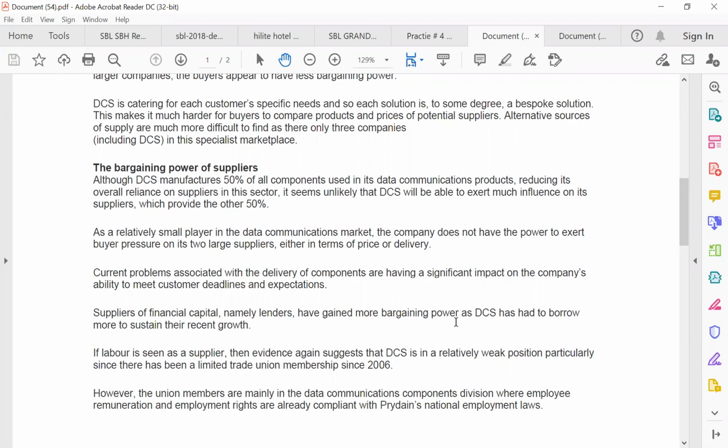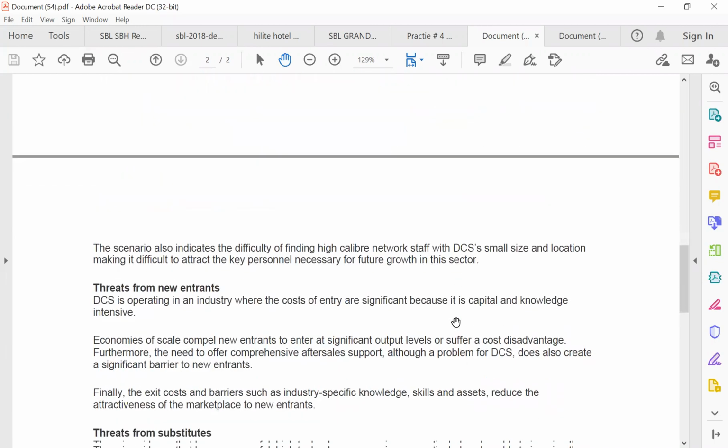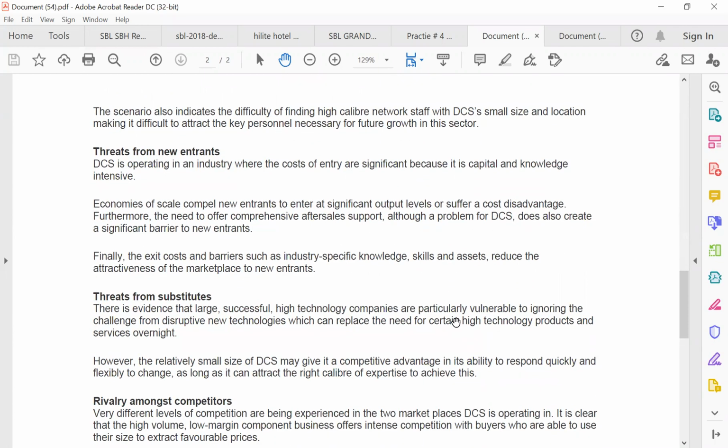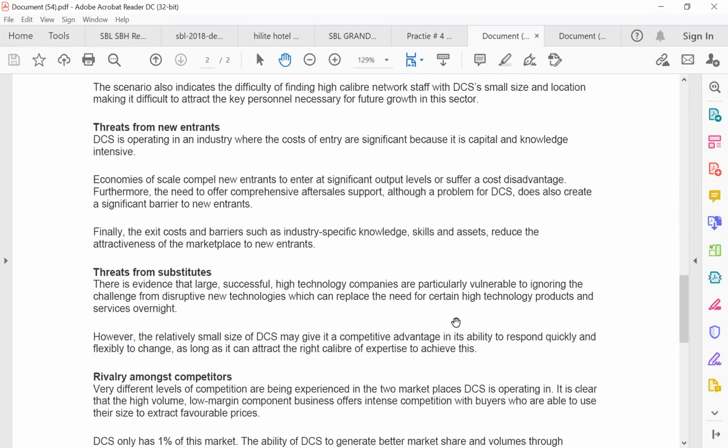So I have written this to be quite a reasonable one, right? The scenario also indicates the difficulty of finding high caliber network staff with DCS's small size and location, making it difficult to attract the key personnel necessary for further growth in this sector. Again, I'm telling you, even if you write 60% of this answer, you will be getting 100% marks.